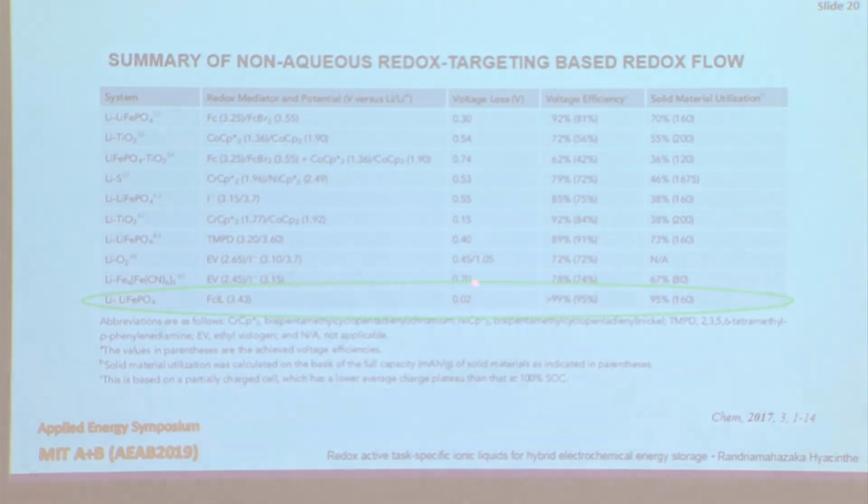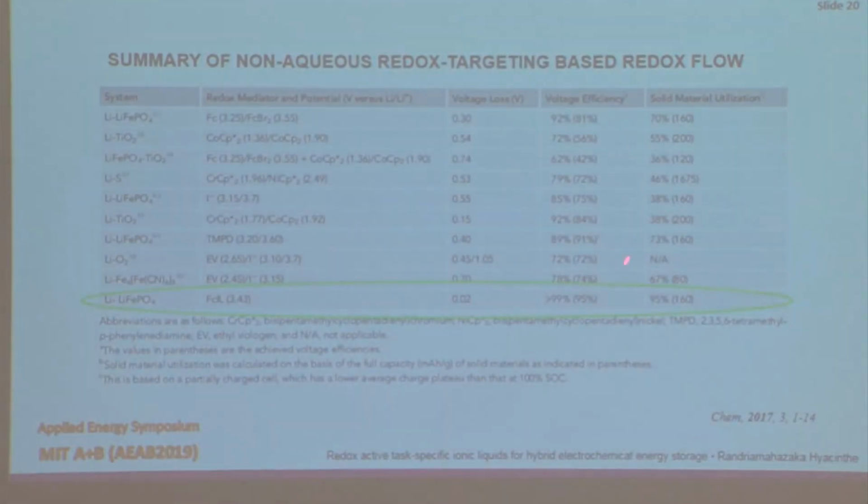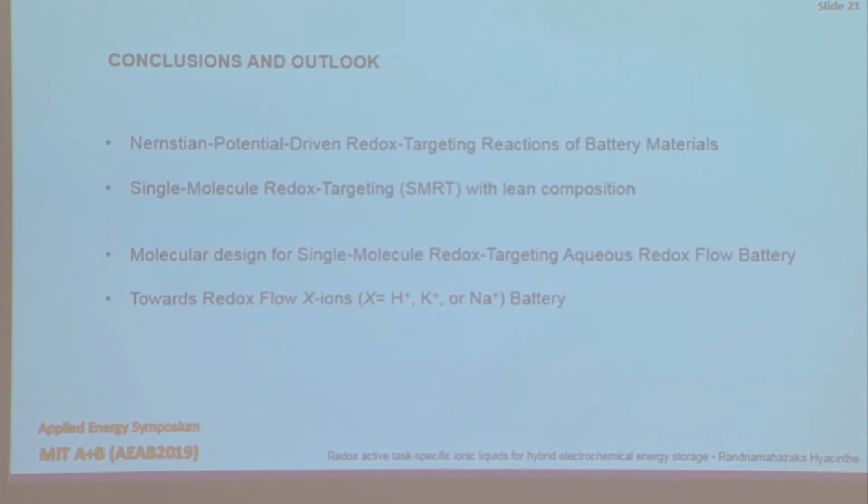In fact, the voltage loss is very low. And also, we have very high voltage efficiency. Also, a large part of the solid materials is used during the charging and discharging. And this kind of system opens different kinds of application. Our idea is that, during this work, we validated the concept of a redox targeting system. And here, it is mainly driven by the Nernst potential.